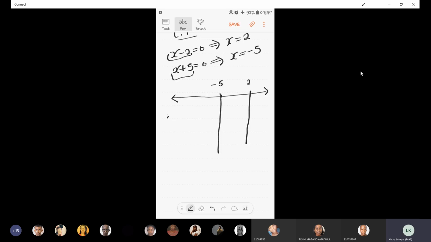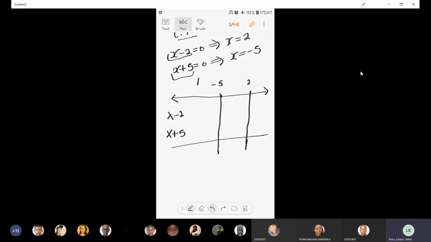So I have x minus 2, and then I have x plus 5. Then we said what you need to do is you pick a representative in each of the regions that the critical points have divided your number line into. So we have this first region, second region, and the third region. So I had one number line, then when I put the numbers negative 5 and 2, my number line was divided into 3 specific regions.